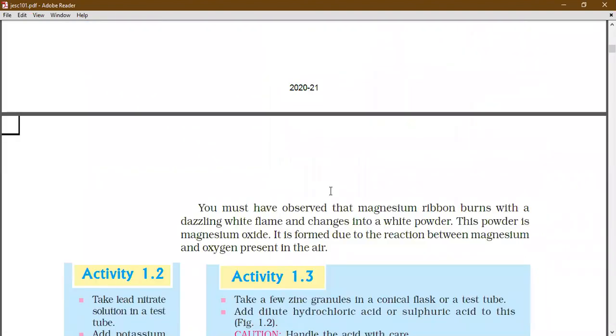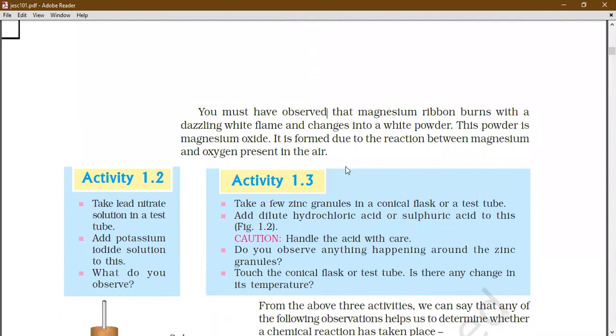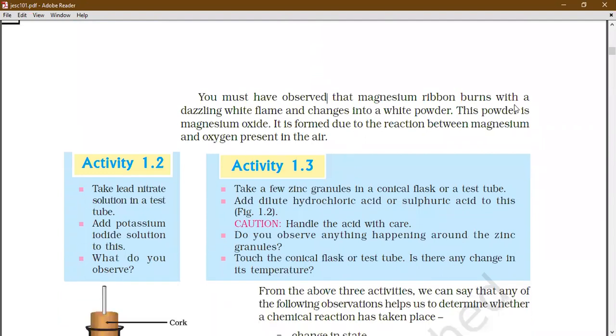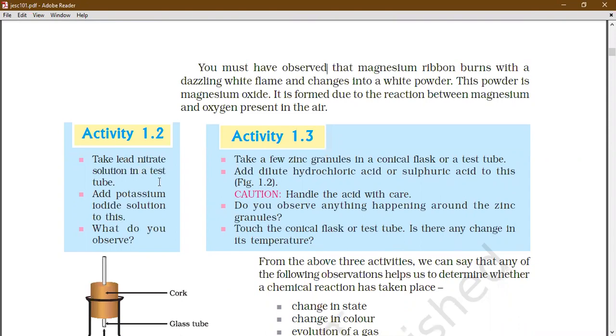You must have observed that magnesium ribbon burns with a dazzling white flame and changes into a white powder. This powder is magnesium oxide. It is formed due to the reaction between magnesium and oxygen present in the air. Activity 1.2. Take lead nitrate solution in a test tube. Add potassium iodide solution to this. What do you observe?